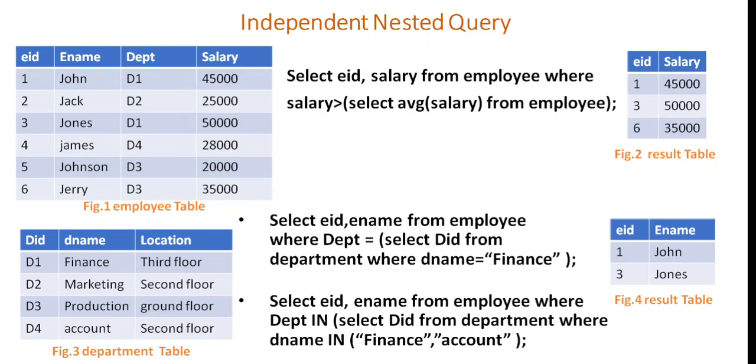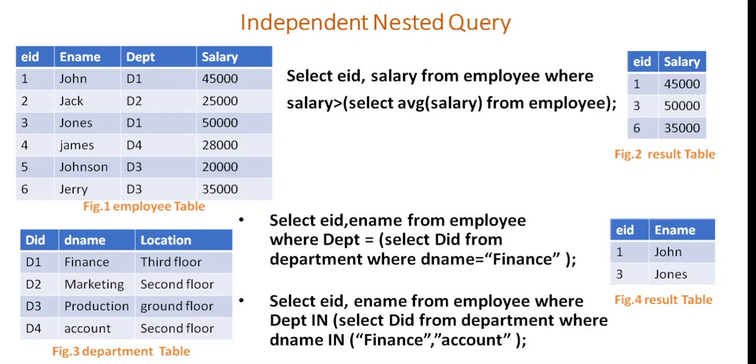So I have written my query: select employee ID, employee name from employee where department in. Now write down your inner query. You need to find out the department ID for finance department and account department. So I have written select department ID from department where D name in finance and account. Here also we have used the in keyword because we need to find out department IDs of two departments, so for this comparison we have used the in keyword.